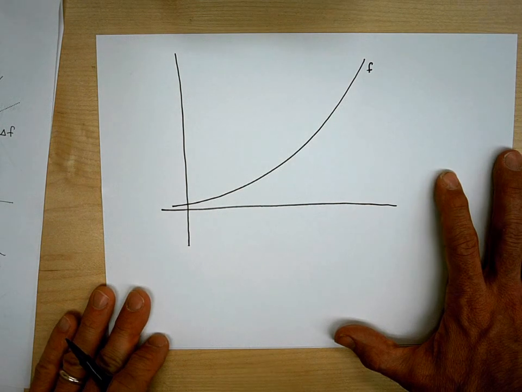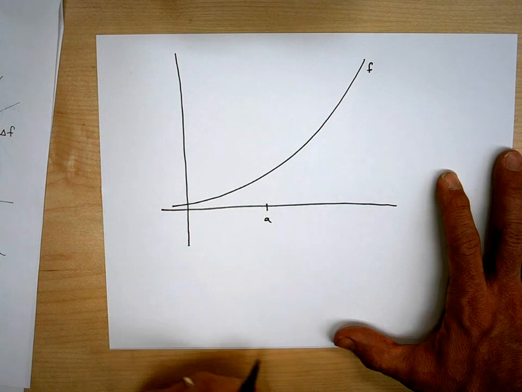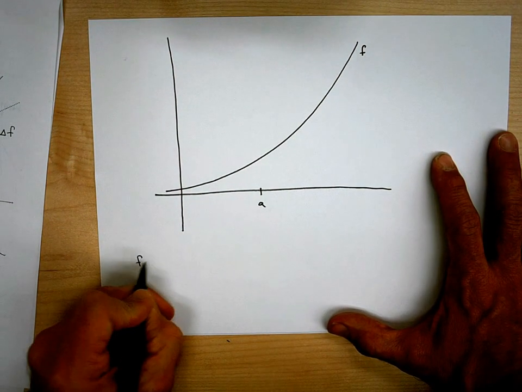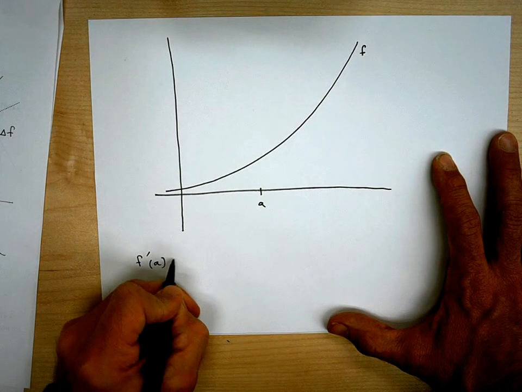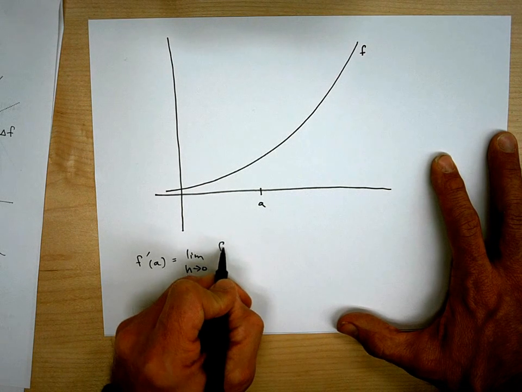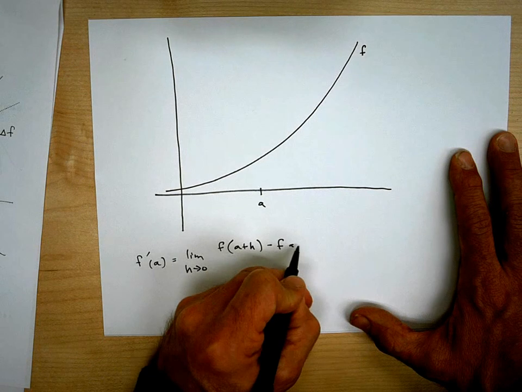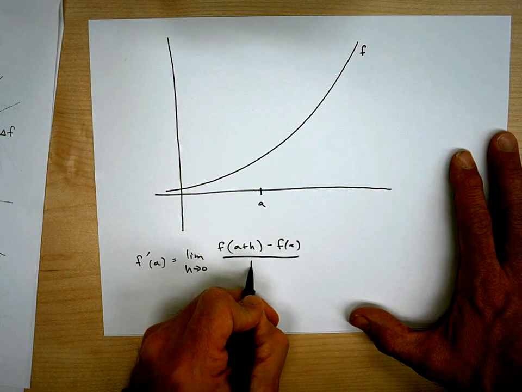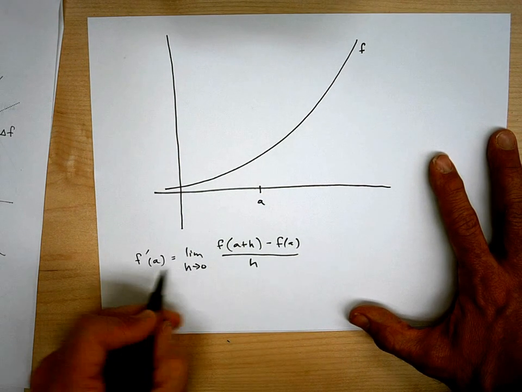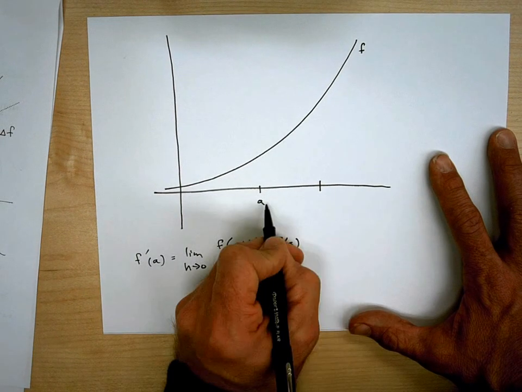Okay, and we are at some point A. All right, now there's one little notational issue that you should be aware of. We have defined f prime of A as the limit as h goes to 0 of f of A plus h minus f of A over h.